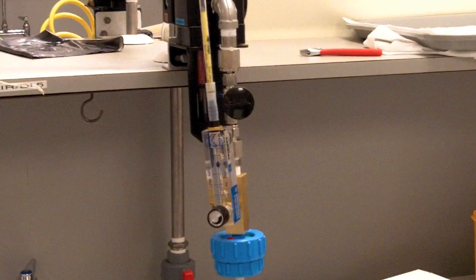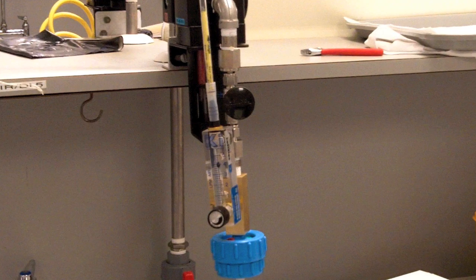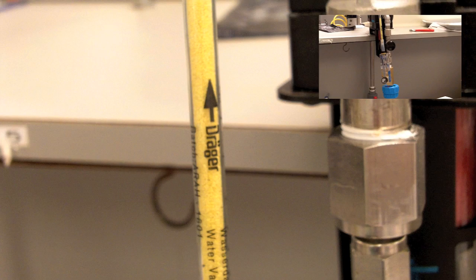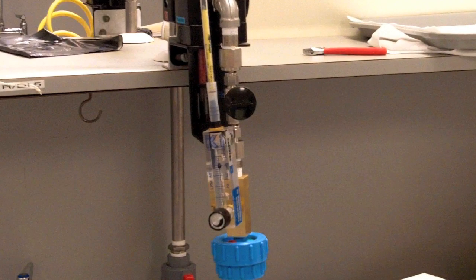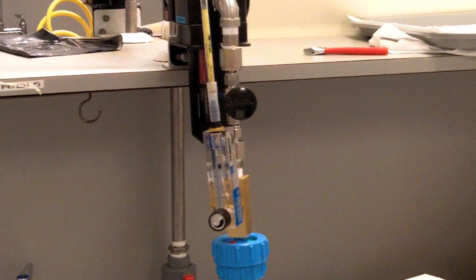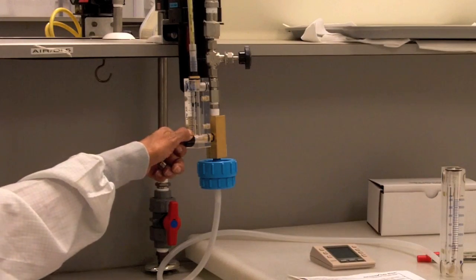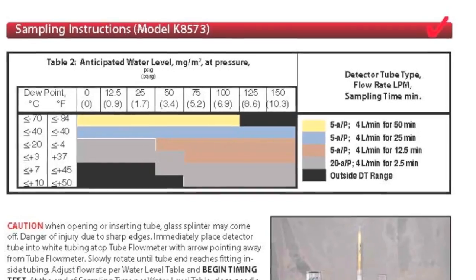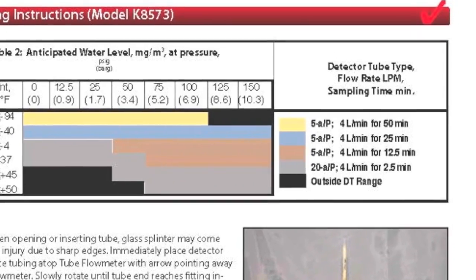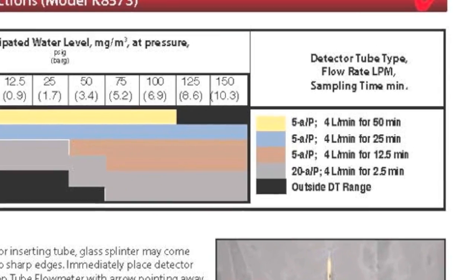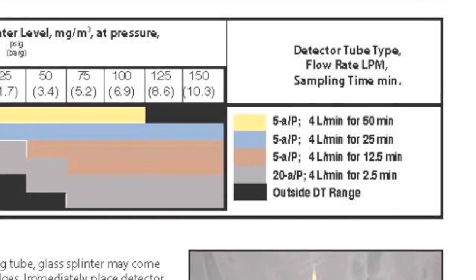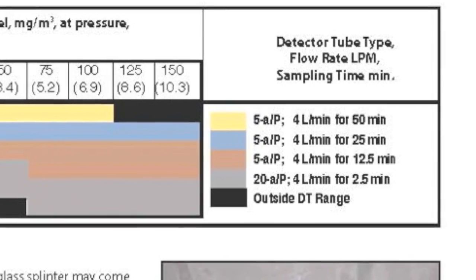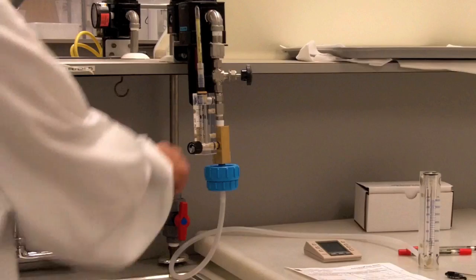Immediately insert the tube into the white tubing on top of the flow meter, with the arrow pointing away from the flow meter. Rotate the tube until it reaches the fitting inside the white tubing. Adjust the flow rate to 4 liters per minute if needed and begin the second timer. Sampling times vary from 2.5, 12.5, 25, and 50 minutes, depending on the outlet pressure and the anticipated dew point.